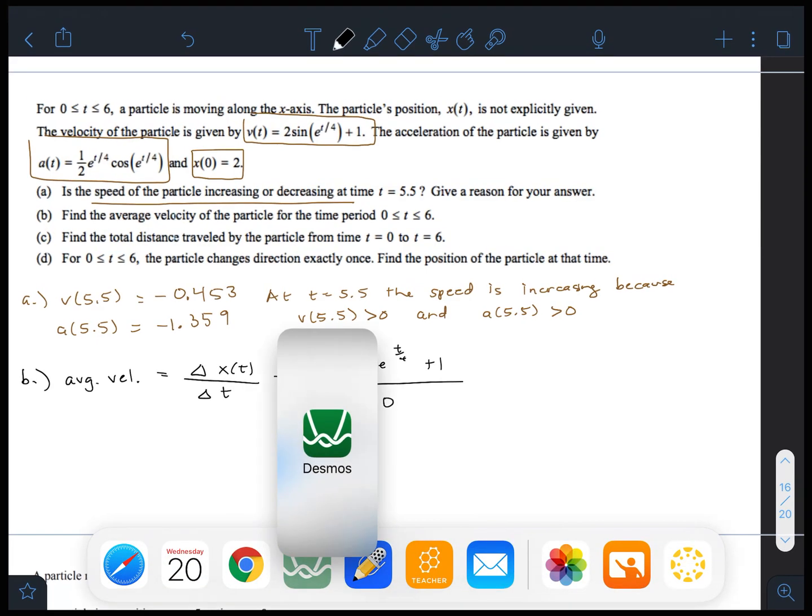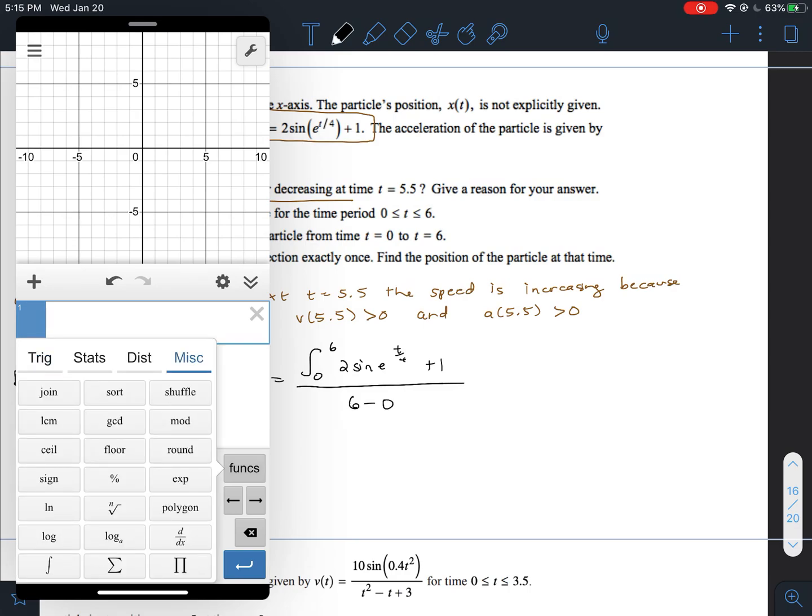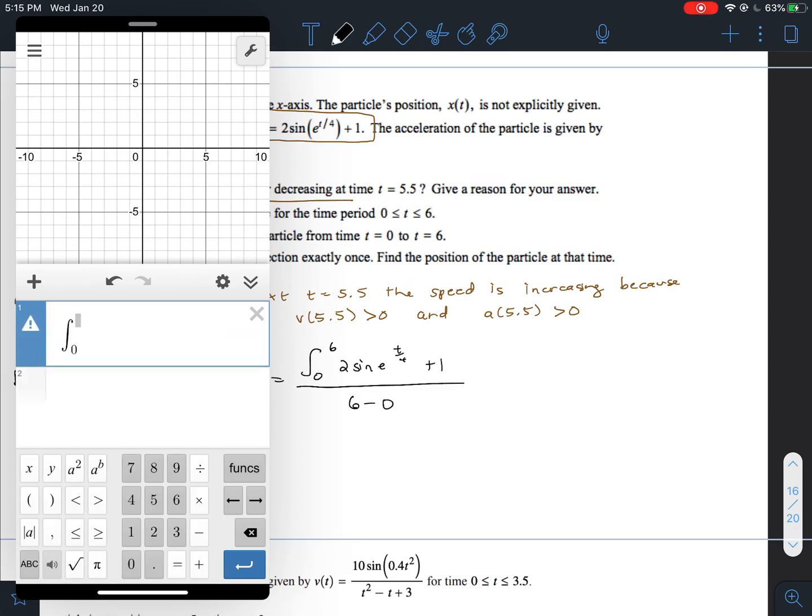So again, we're going to use our calculator to find that integral. So we are going to integrate between 0 and 6.